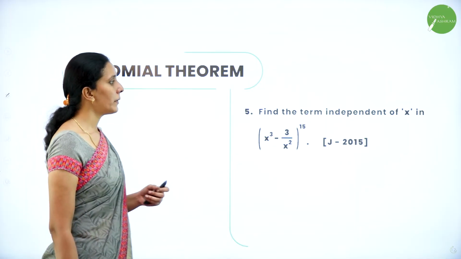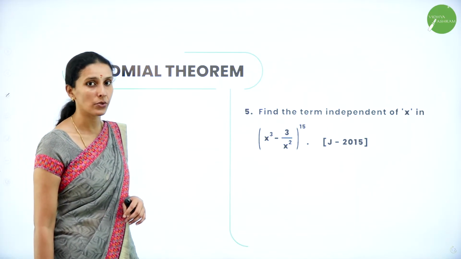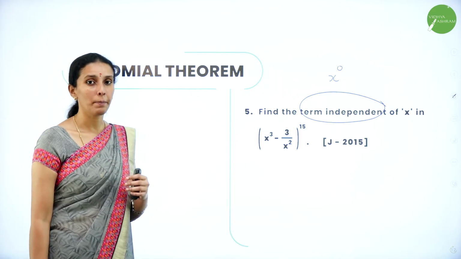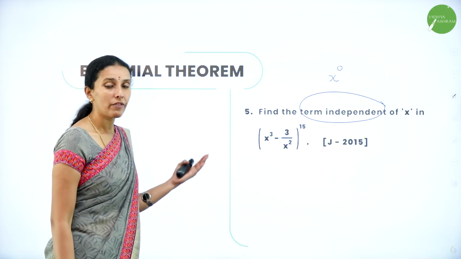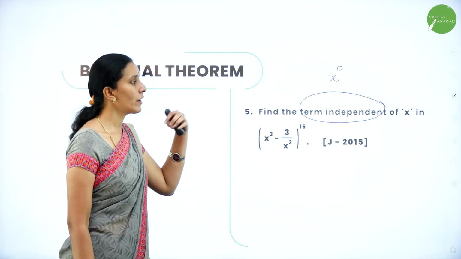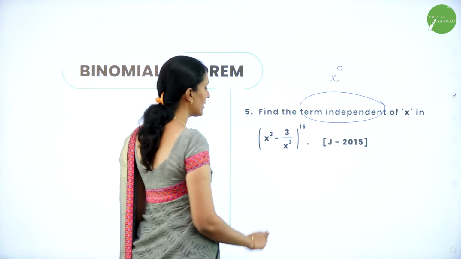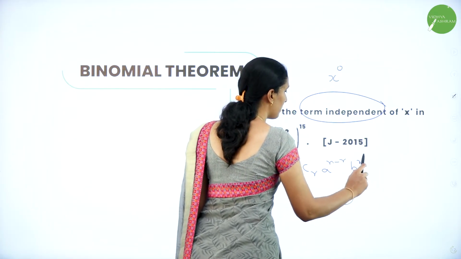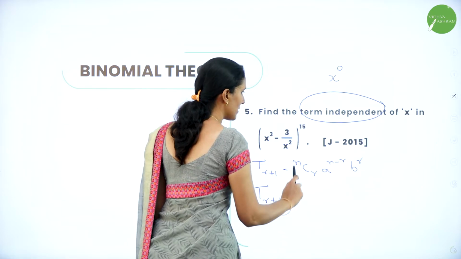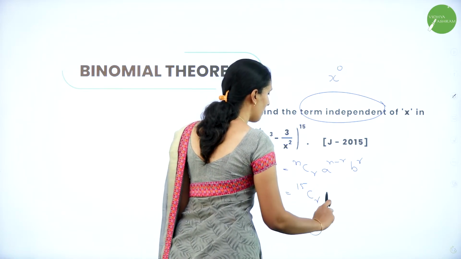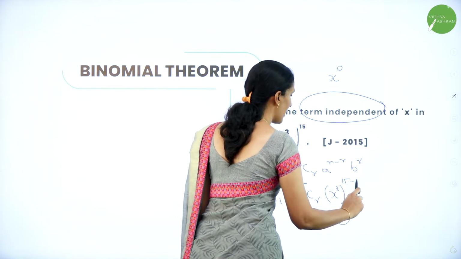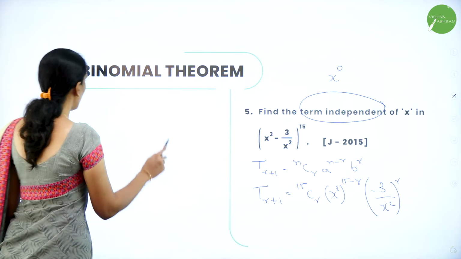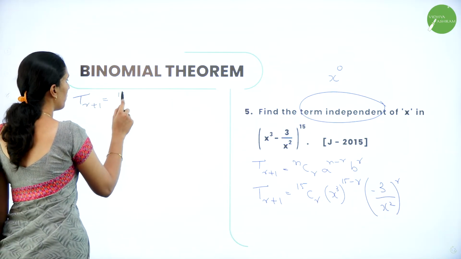Next one, find the term independent of x in (x cube minus 3 divided by x square). Remember, term independent means we need to equate the power of x to 0. It is the same procedure as when we found the coefficient of x by comparing the powers; here we are comparing the power with respect to 0. Now let us write the general term. We know T(r+1) is equal to nCr a to the power n minus r b power r. So T(r+1) is equal to 15Cr, the value of a is x cube to the power 15 minus r, b is minus 3 divided by x square whole to the power r. So this becomes T(r+1) is equal to 15Cr.